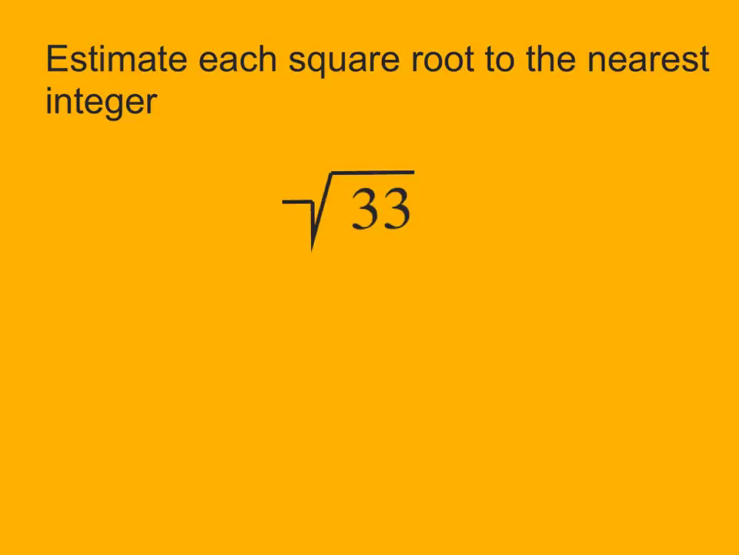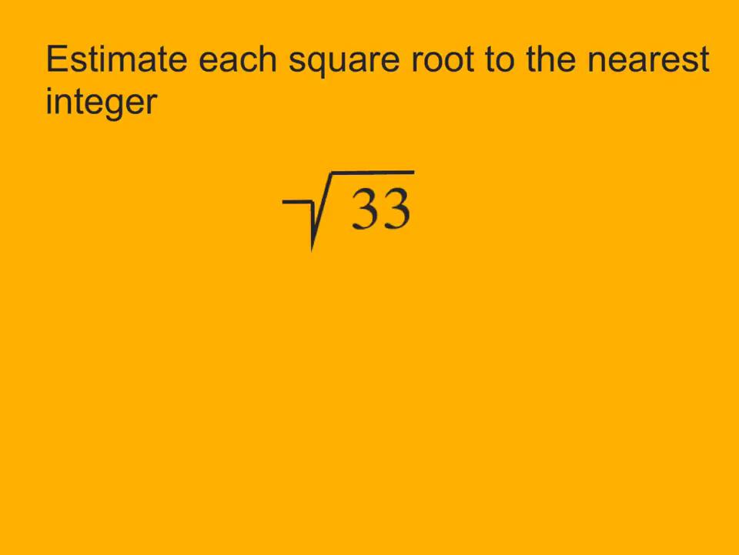Sometimes you're going to be asked to estimate square roots to the nearest integer or the nearest whole number. So in this case, we have the square root of 33. Now, I know this isn't going to be a perfect square. I can't multiply anything by itself to get 33. Okay, but if I'm going to estimate, I know that I'm just trying to get as close as possible.